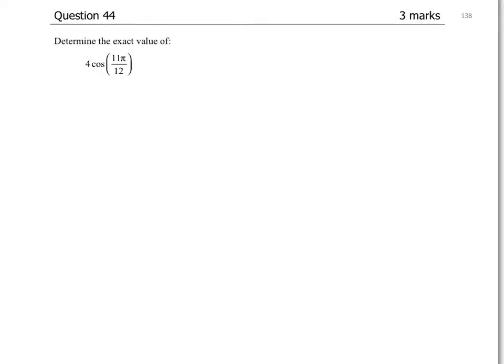Question 44. Determine the exact value of 4 cosine of 11 pi over 12. This is a 3-mark question, and it's a pretty straightforward question. The only thing that's a little different from past exams is they have a 4 in front that they want you to multiply by in the end, but I'm going to save that, and I'm actually just going to answer cosine of 11 pi over 12.